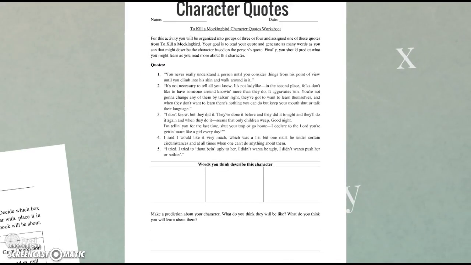The second pre-reading strategy I've chosen is an exercise called Character Quotes. Character Quotes is a strategy that focuses on character. It intends to build background knowledge by introducing the student to some of the characters without revealing their names. This is a sample worksheet, again, that I've created, also based on Harper Lee's To Kill a Mockingbird.